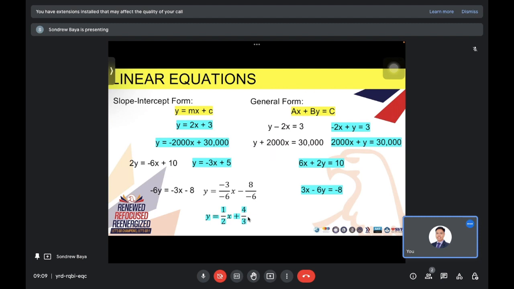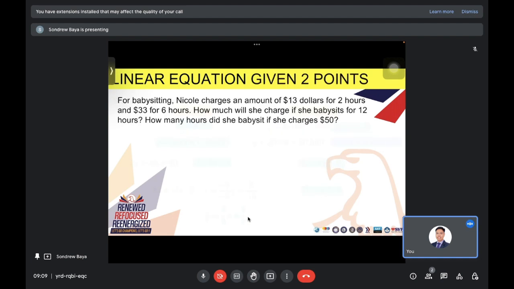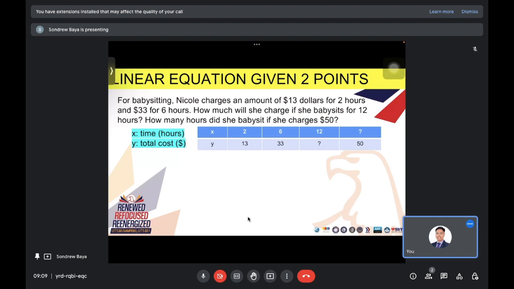Okay? Now continuing, what if the situation is this? Pause the video and read, understand. So from here, we can see that the independent variable is time in hours, the dependent is the total cost. If we put it in a table of values, we know that in 2 hours, the total cost is 13. In 6 hours, it's 33. You are asked how much is the cost for working 12 hours, or if the cost is 50, how many hours? So here, we don't know the slope.